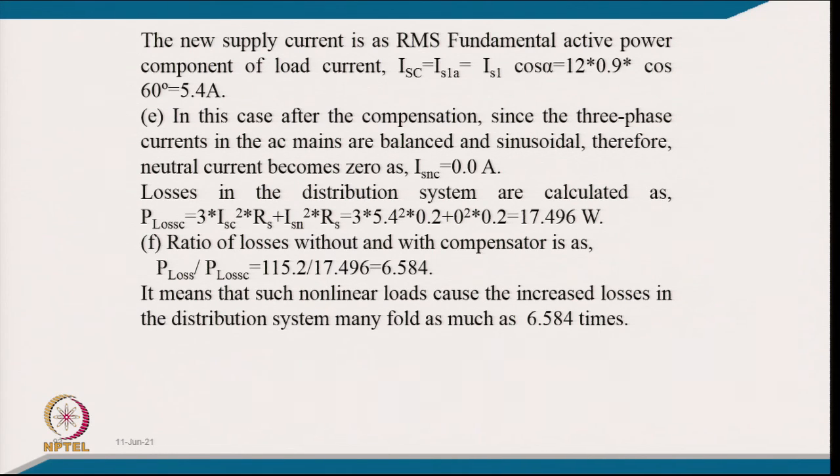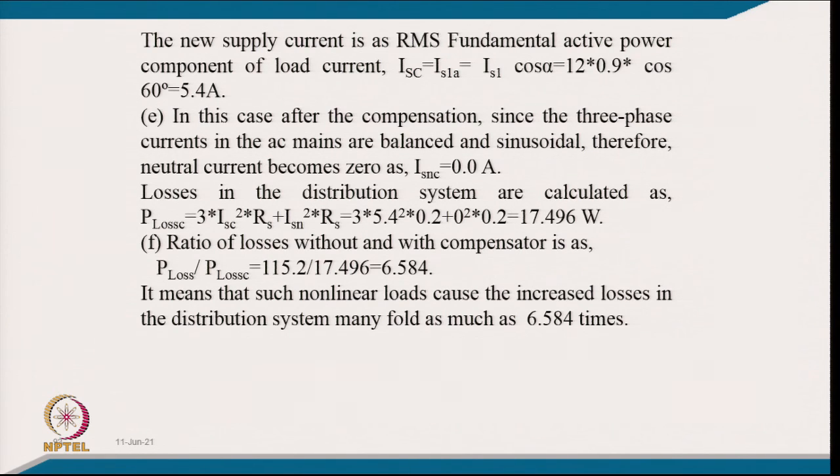So, ISN after compensation is 0 and losses in the distribution system, now you can find out, typically 3 ISC square into RS plus ISN square into RS. So, typically the neutral current here is 0. So, this will become 0 and this is 3 into 5.4 square into 0.2. So, it becomes 17.496 watt.